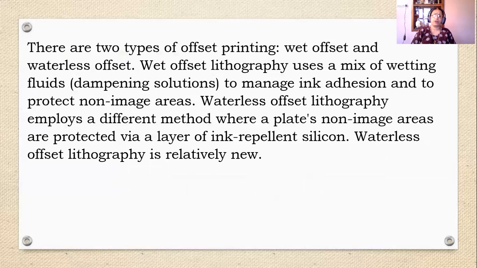There are two types of offset printing, wet offset and waterless offset. Wet offset lithography uses a mix of wetting fluids to manage ink adhesion and to protect non-image areas. Waterless offset lithography employs a different method where a plate's non-image areas are protected via a layer of ink repellent silicone. Waterless offset lithography is relatively new.